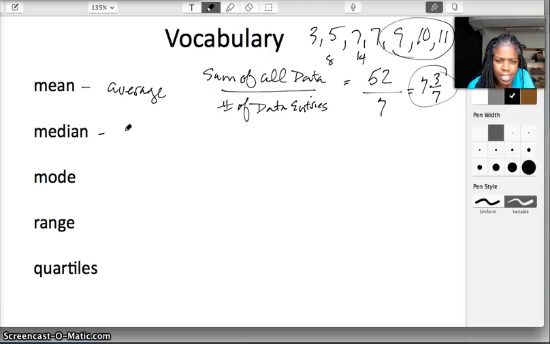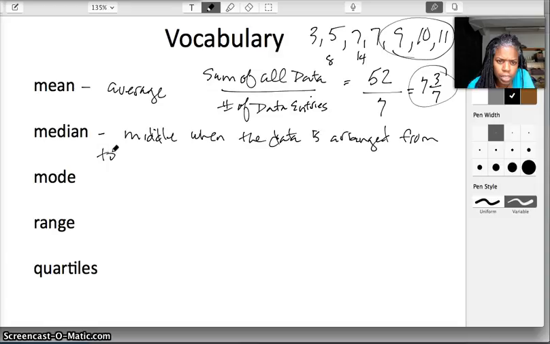The median is the middle number when the data is arranged from least to greatest. Least to greatest. Sometimes you might have 2 data points in the center, but right now we have an odd number of numbers. So we've got 1, 2, 3, 4, 5, 6, 7. The middle number is 7. The median here is 7.